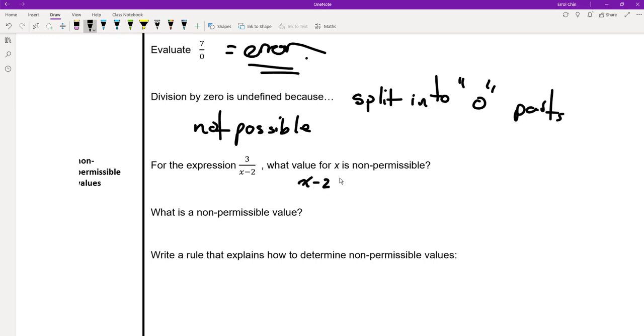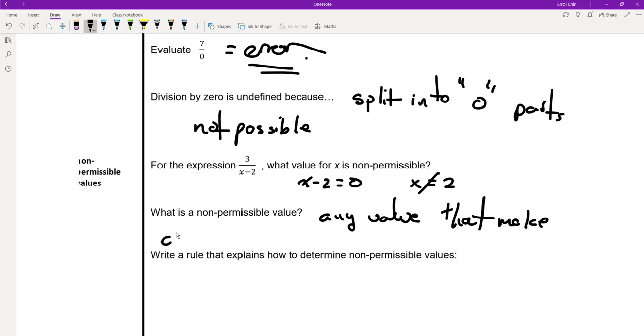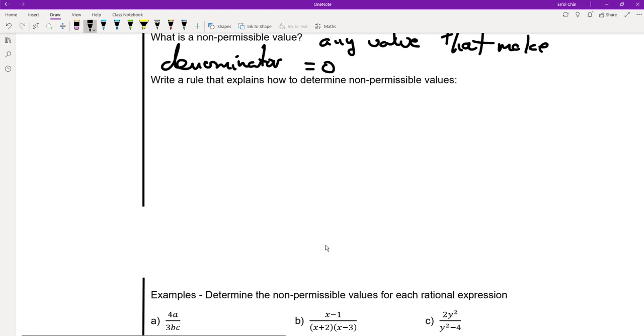So what we will do is the denominator we will set equal to 0. We do a little bit of algebra. We would know that if x were allowed to equal 2, all right, if x were allowed to equal 2, the denominator would be 0. Well, we can't allow that to happen. Okay, so what is the non-permissible value? The definition is any value that makes the denominator equal 0.